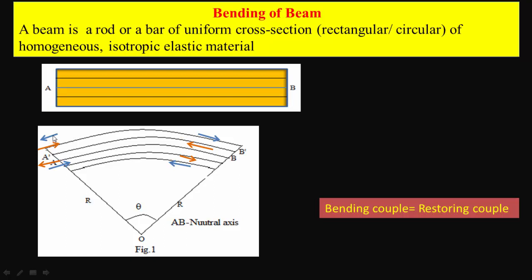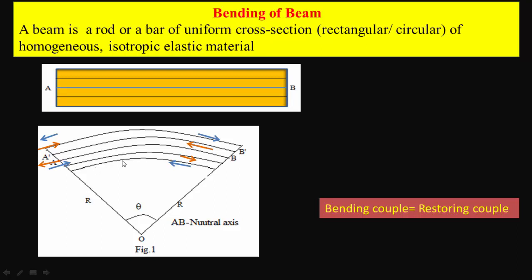Here the arrows shown in blue are the direction of external force. So in the upper portion the force is acting in the outward direction, and due to the elasticity, the internal restoring force will be developed within the material in the opposite direction of the external force. So above the neutral surface, the restoring forces are acting inwards.